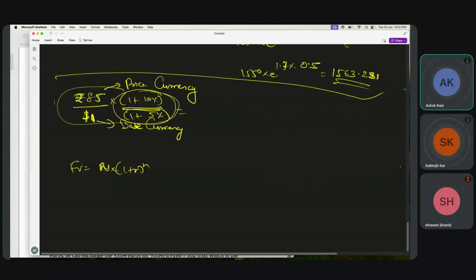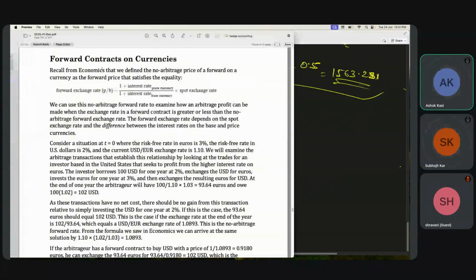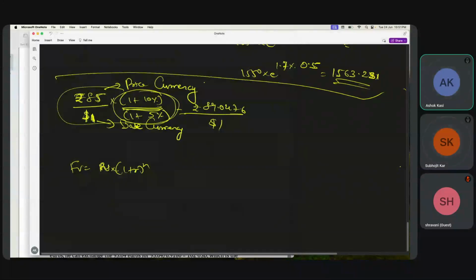It is 89.0476 rupees for $1. This will be the expectation. This is how we are supposed to calculate the forward exchange rate. How will you calculate forward exchange rate?